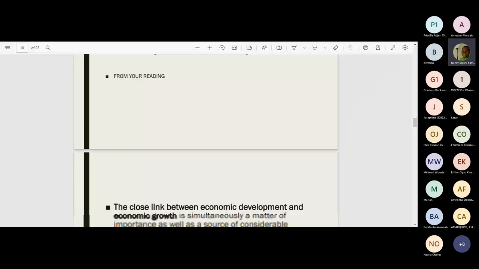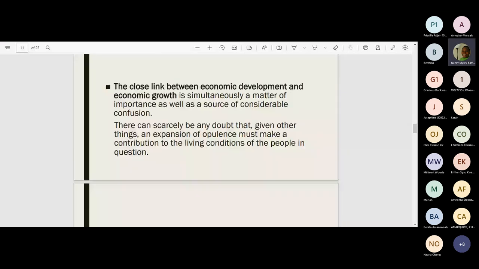Now, the concept of development, which we looked at from your reading, Auntie. Read. Now, you read the whole slide, and I'll ask someone to read. Please focus.